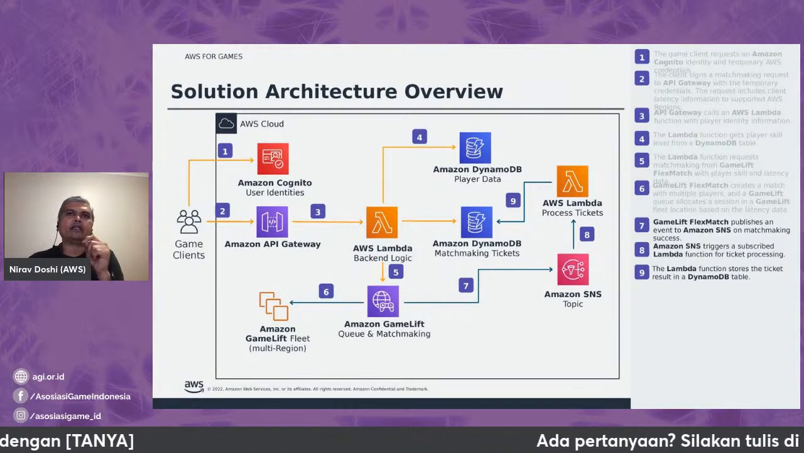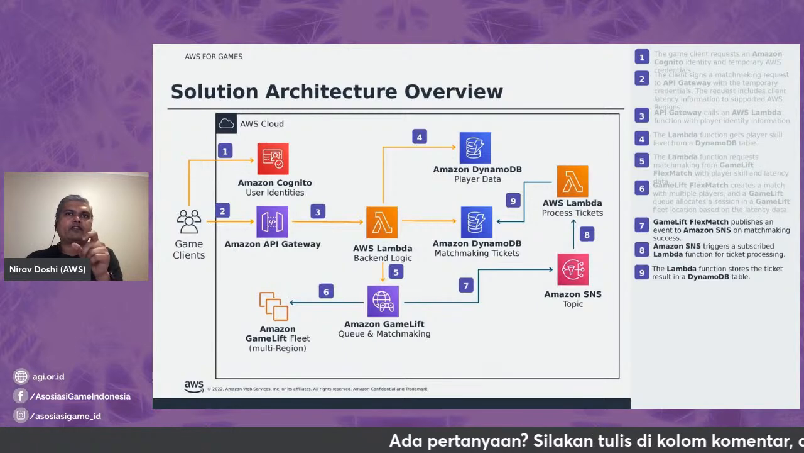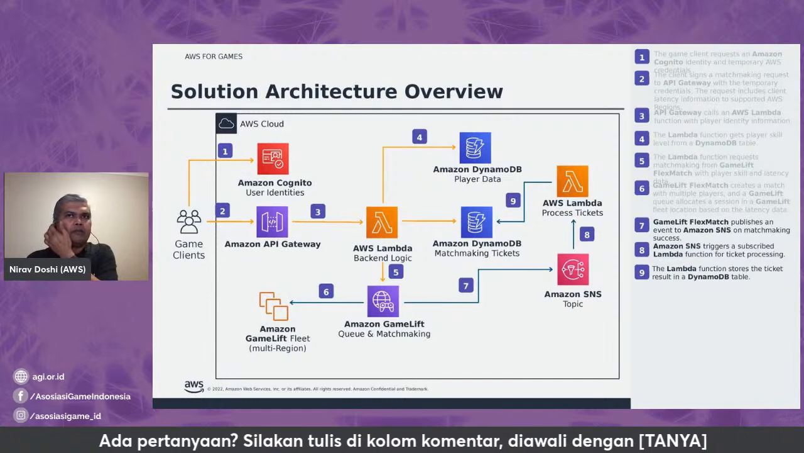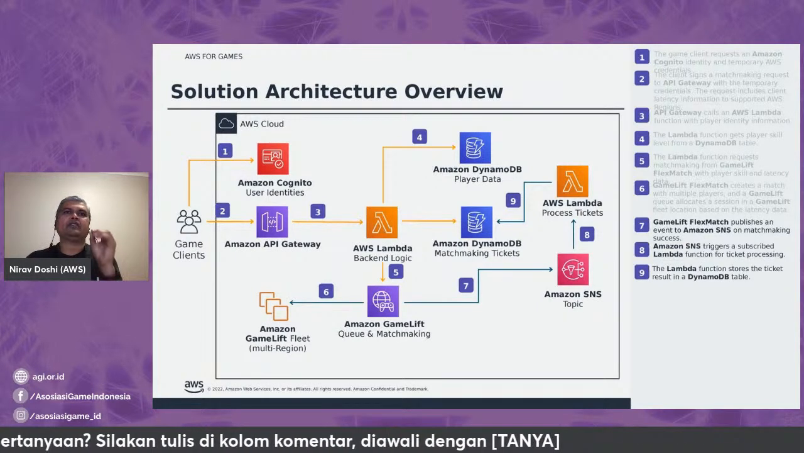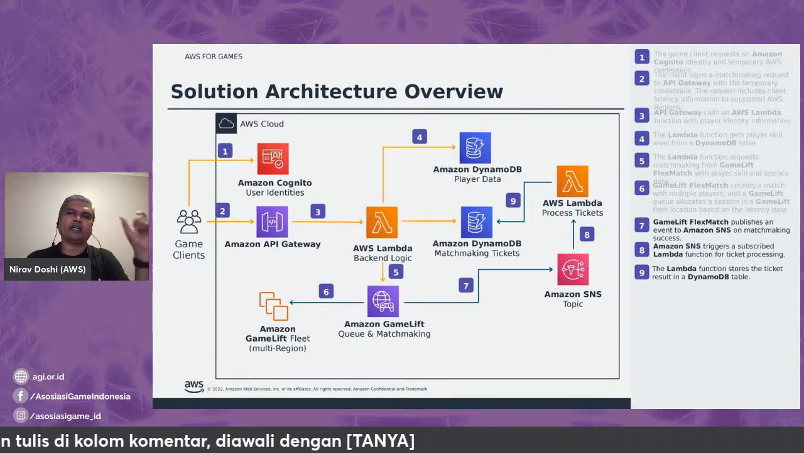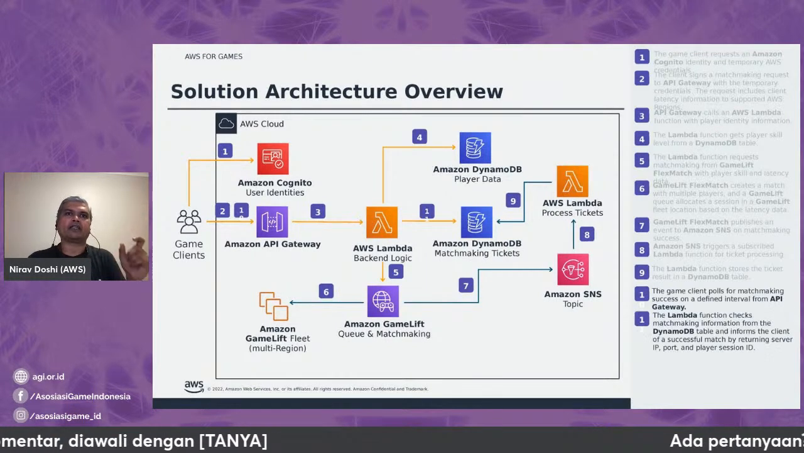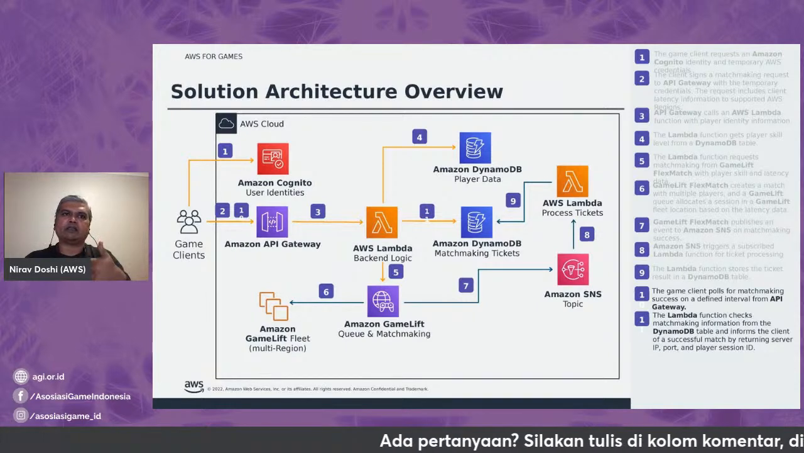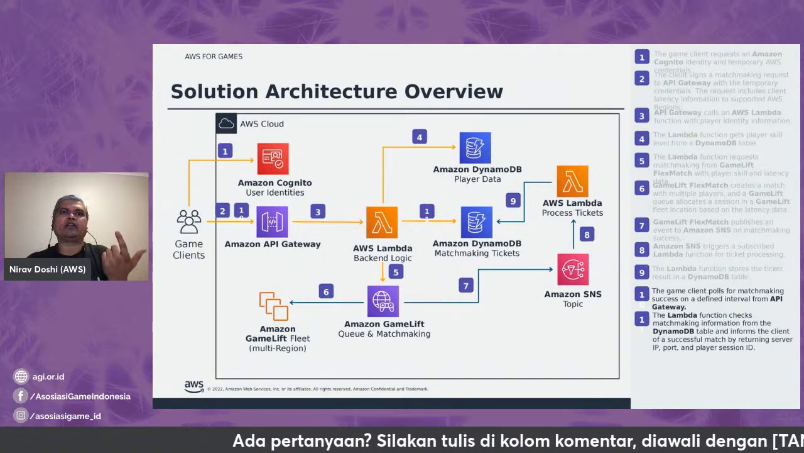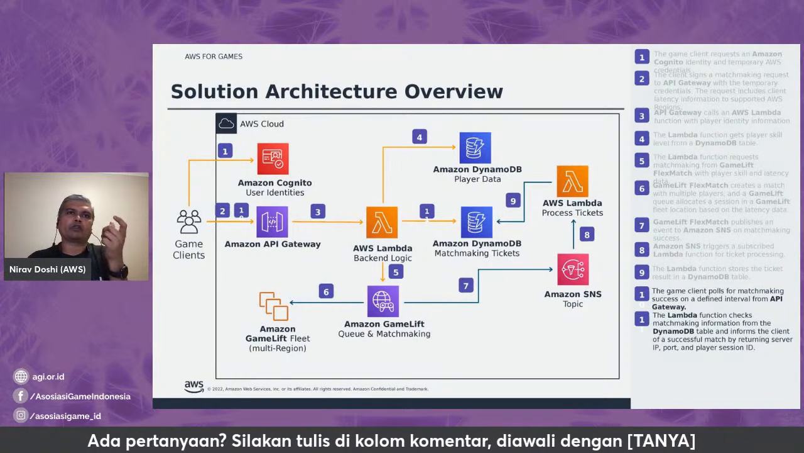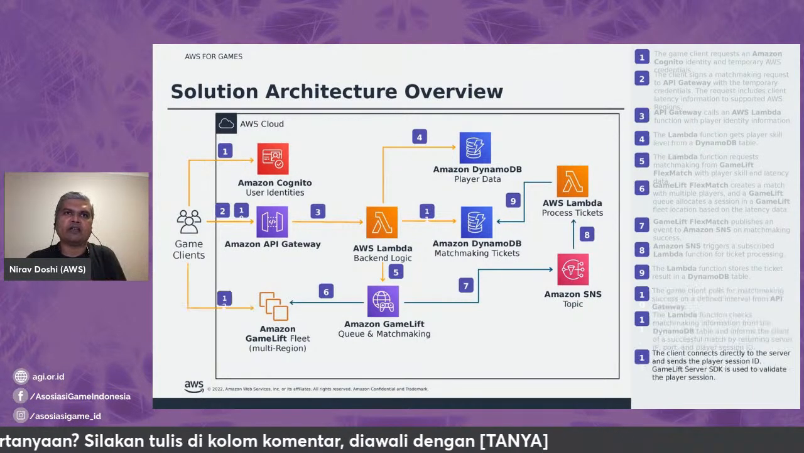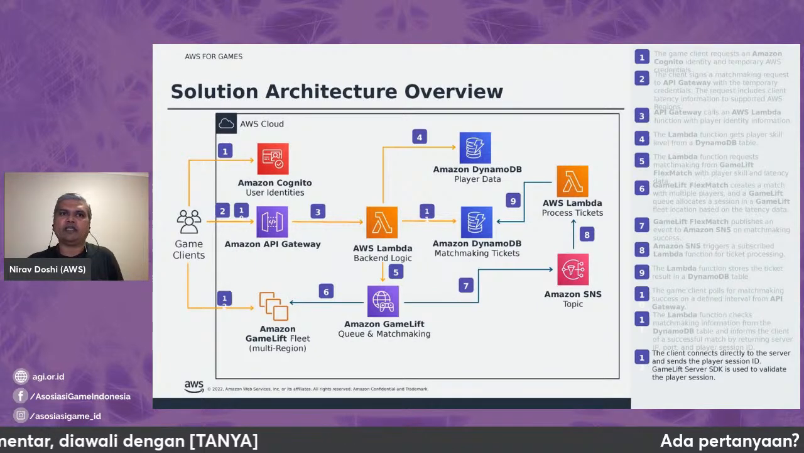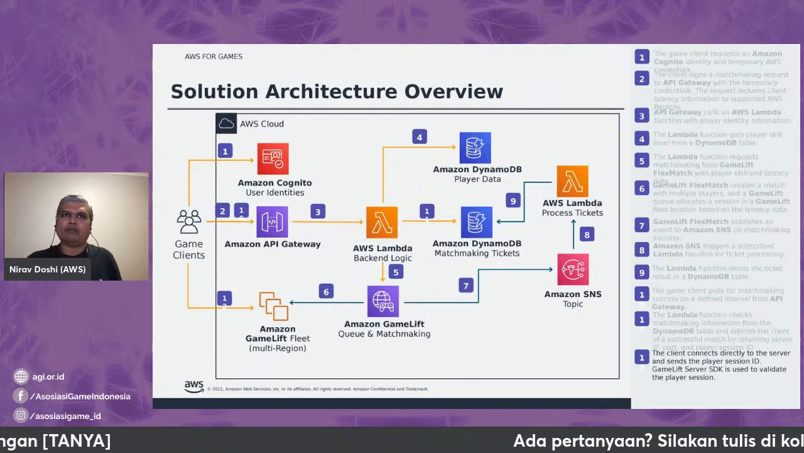So which is number 8. After the ticket has been processed, the information is stored in a DynamoDB database. This is information that is required by the game client to be able to connect to the game. So it now has the information, it has the server port, it has the server IP, it knows what key it has to use to identify itself, and then it is able to make a connection directly to the GameLift fleet. So it starts playing the game from here.